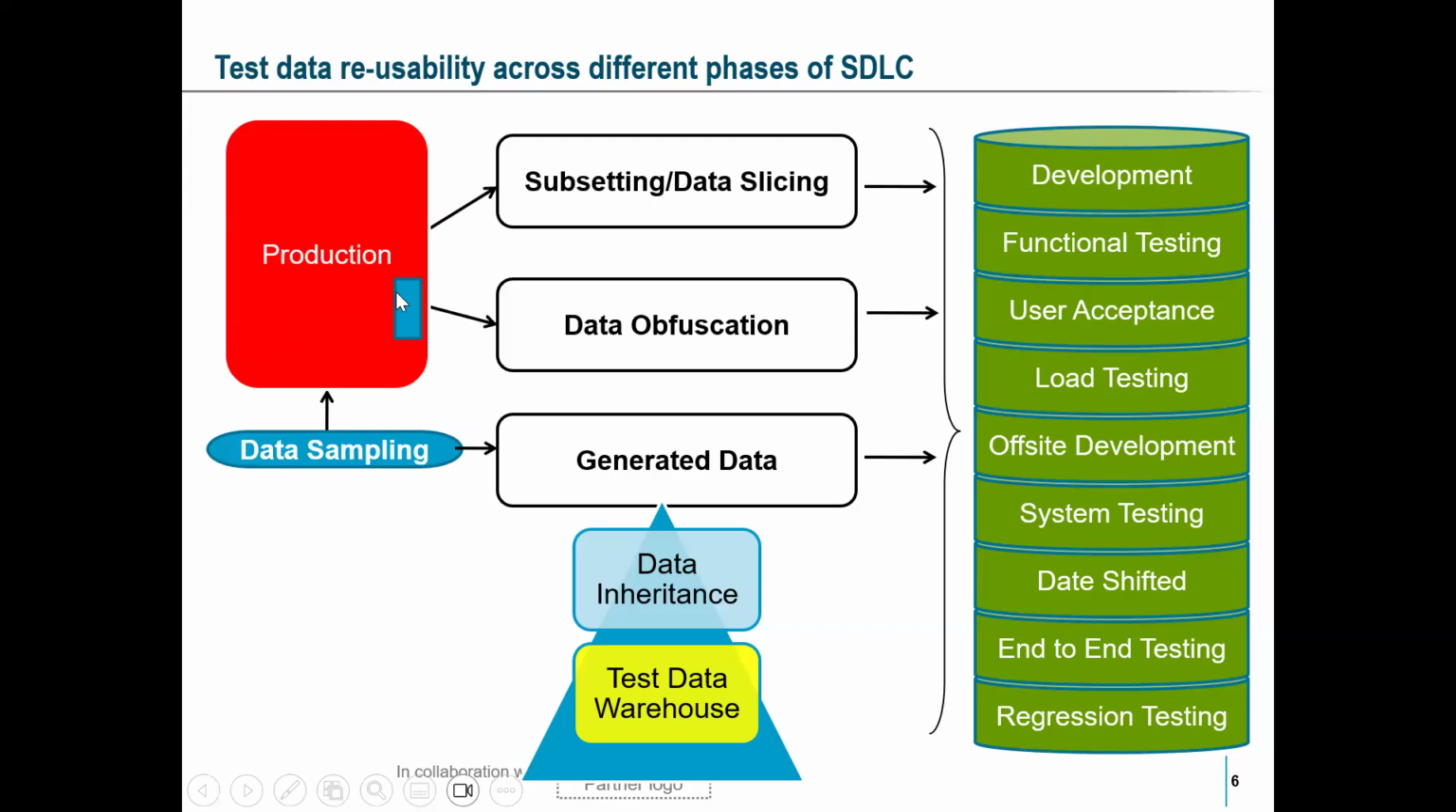Production data sampling, and then subset, same thing, okay? Test data reusability across different phases of SDLC. Once we get to development, functional testing, whatever testing you take: unit testing, functional testing, user acceptance testing, load testing, offsite development, system testing, data shifted like a data migration, end-to-end testing, regression testing, different types of testing. We need data, okay? Same logic, we use the same reusability, test data reusability across different phases of SDLC.